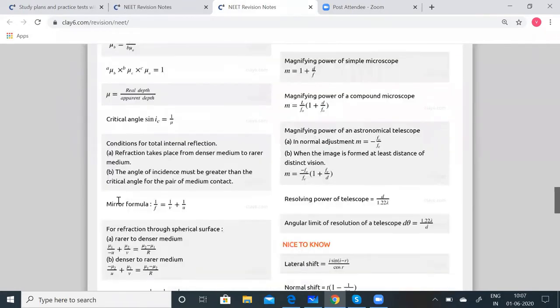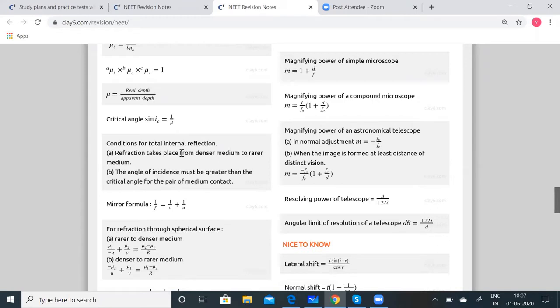Critical angle IC: sin IC is equal to 1 by mu, where IC is the critical angle. Once the angle of incidence of the ray passing through the medium is more than the critical angle, it undergoes total internal reflection. Now, what are the conditions for total internal reflection? Refraction takes place from the denser medium to a rarer medium, and the angle of incidence must be greater than the critical angle for the pair of media in contact.